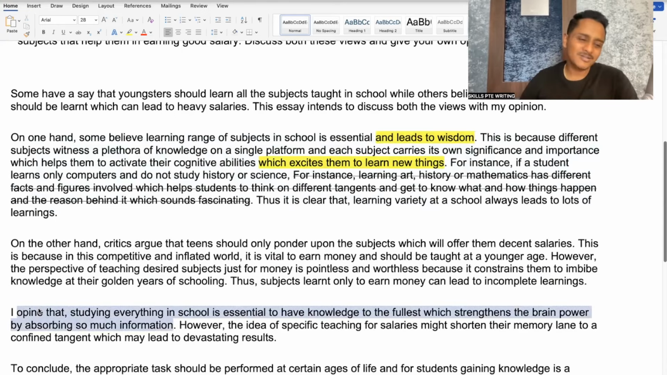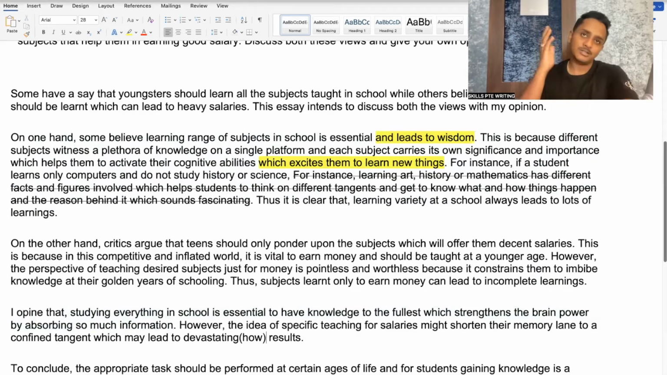Explain how this is not clear. However, the idea of specific teaching for soldiers might shorten their memory lane to confine tangent, which may lead to devastating results. How it will lead, you write, you will get seven. Because they will not be able to focus, they are only goal-oriented. Once they get into the job, they cannot earn also, because most of them will be in the field which they don't like. Just for the money's sake, they would have gone, which you guys would have talked about, isn't it? In the real scenario, you just have to put it.